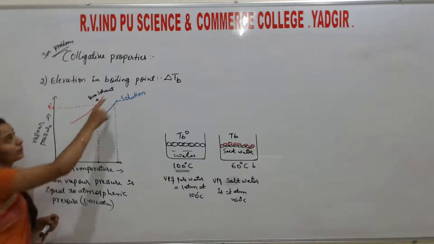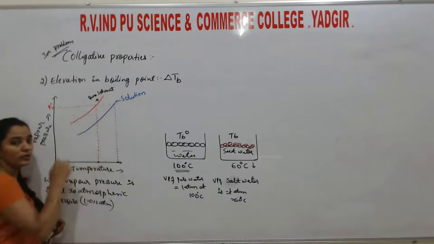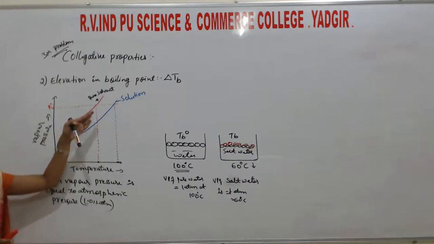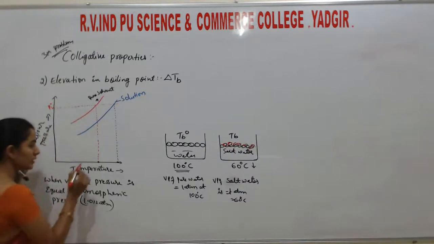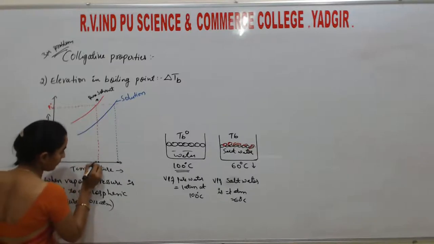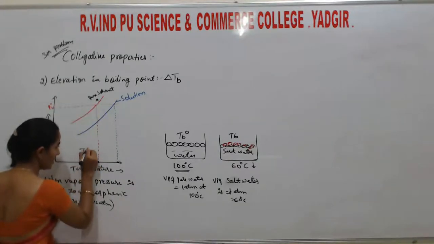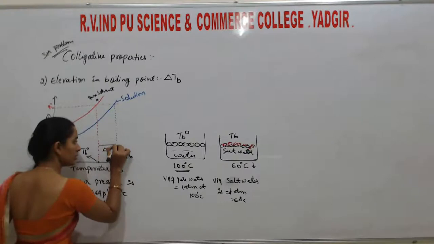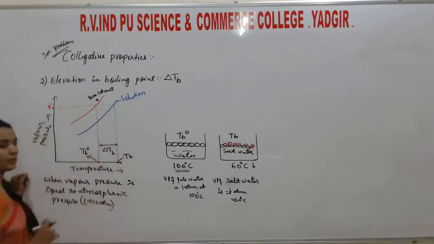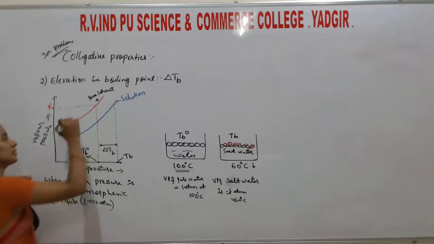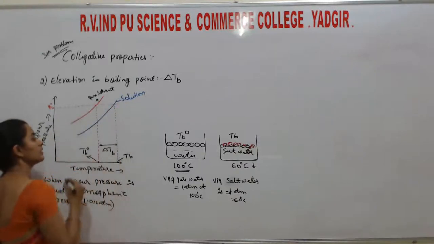So this is compared with what? The standard value of the boiling point of the solution. So students, if this is TB naught, and this is TB, then this is delta TB. The change in the temperature is called delta TB. So this is the solvent, this is the solution.